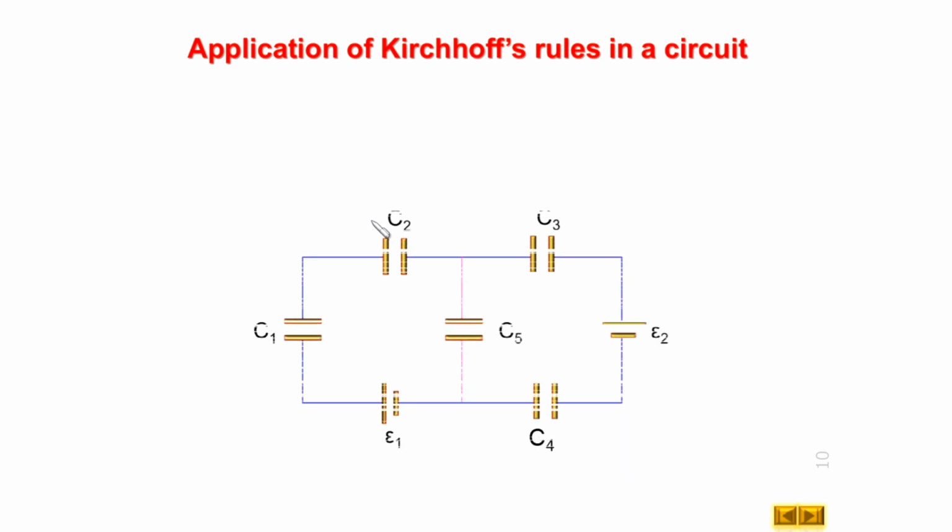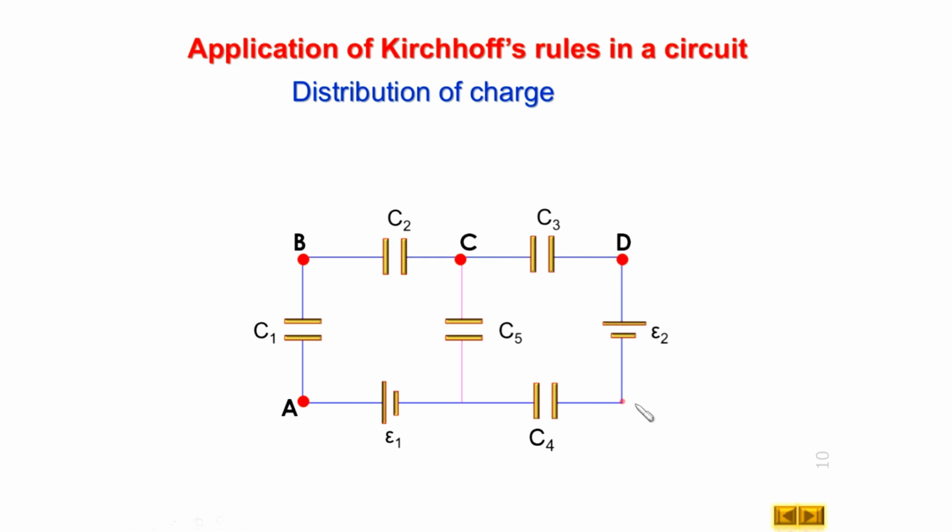Now we know what the junction rule and loop rules are. Let us do the practical application of Kirchhoff's rule in a circuit. So let us make a circuit here. You can observe there are 5 capacitors C1, C2, C3, C4 and C5 and 2 batteries. Let us first learn the distribution of the charge. Before analyzing this circuit, let us make the different junctions and nodes visible: A, B, C, D, E and F.